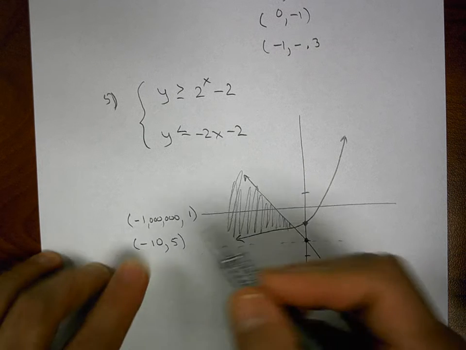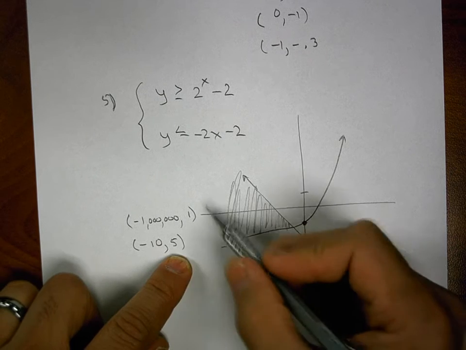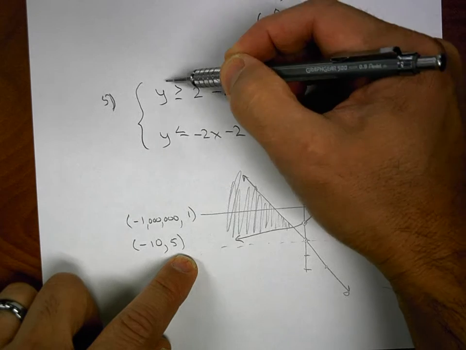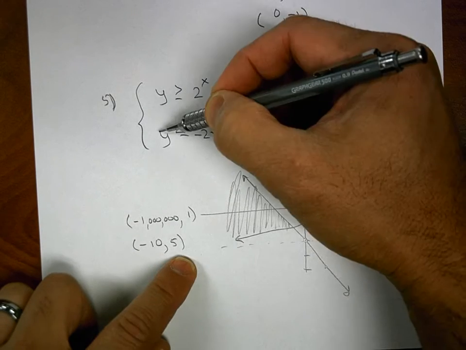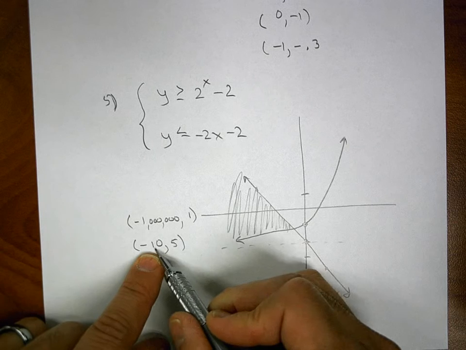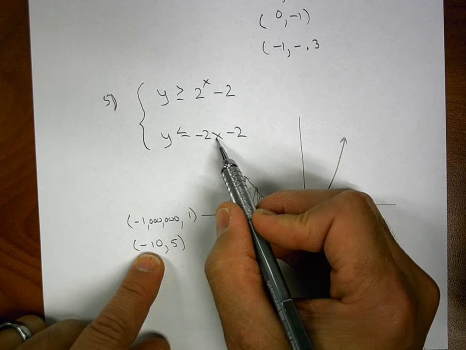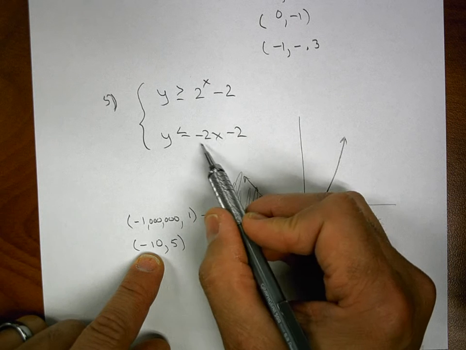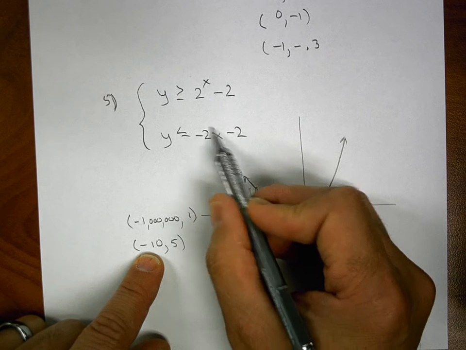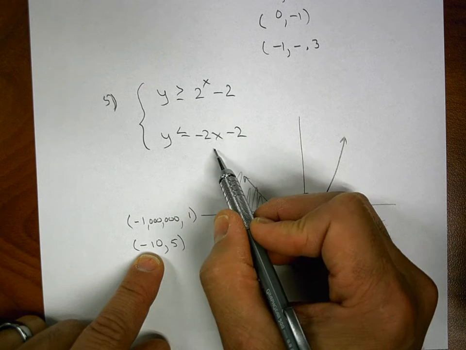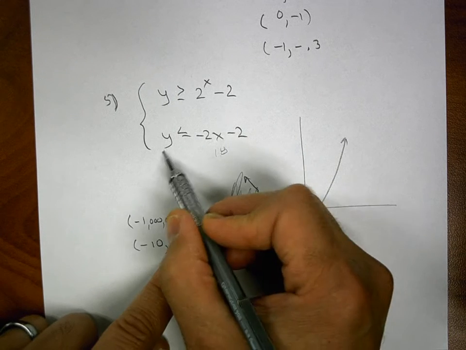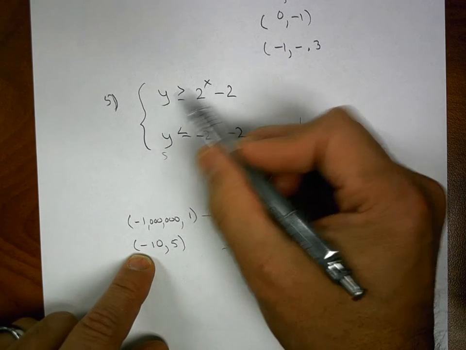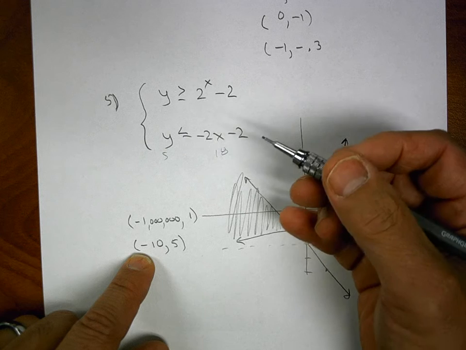What does it mean that negative 10, 5 is in there? If you plug in x is negative 10, y is 5, this will be true. Plug negative 10 in there, 5 right there, this would be true. Right? What's negative 2 times negative 10? Positive 20. What's 20 minus 2? 18. Y is 5. Is 5 less than or equal to 18? It is. So if you plug it in there, it makes that true as well. That's what it means to be a solution point, right? Okay.